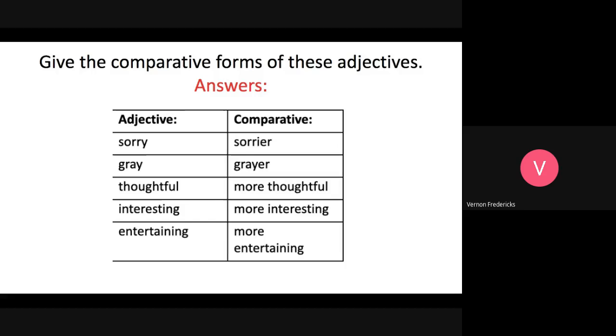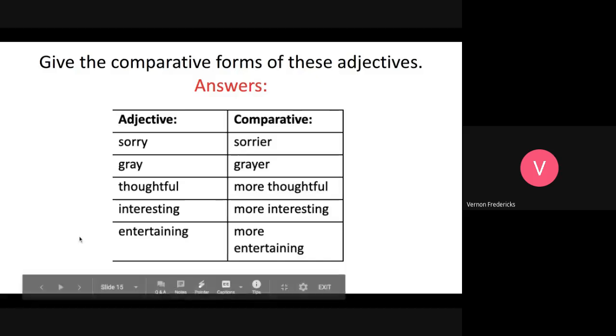Something that you need to take note of, students. Please take note of that, because we have the vowel there, A, we can just add ER. Okay, so let's continue on to the next exercise. We are almost finished.